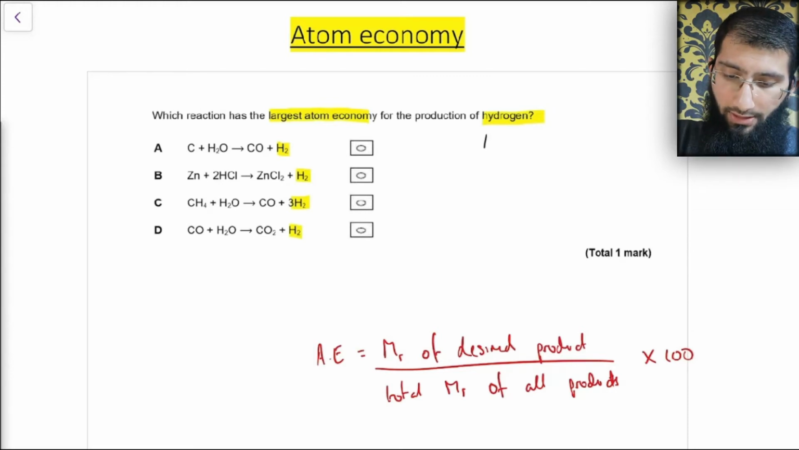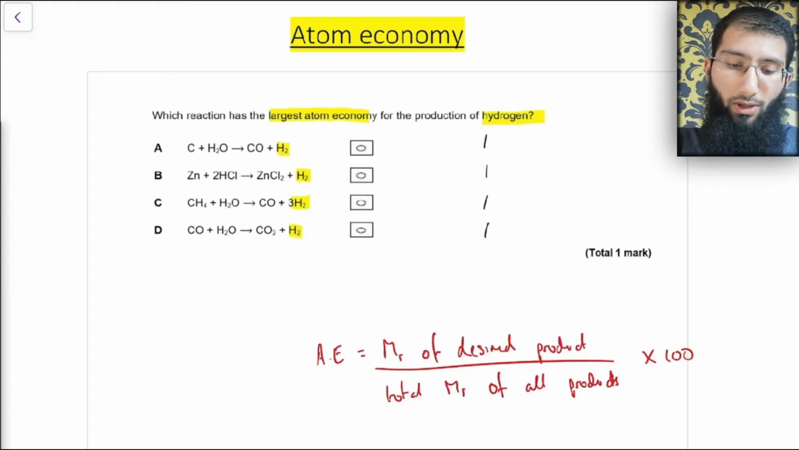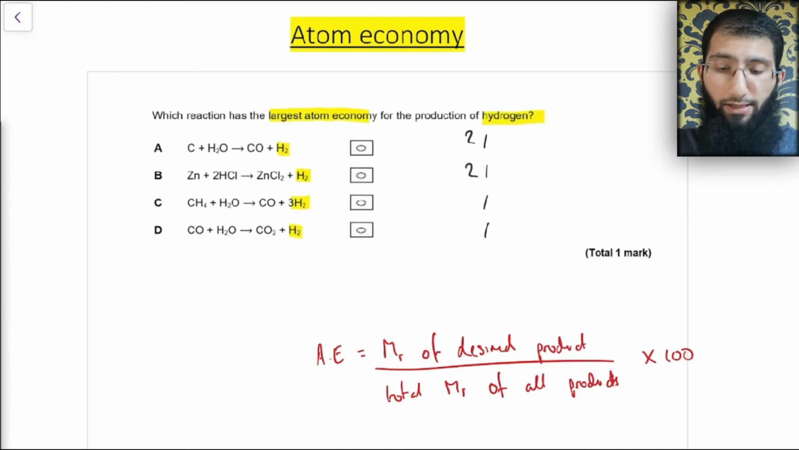I'm just going to set up fractions here next to options A to D, and let's begin to populate the numerator, because the numerator is simply the MR of the desired product. Well, in the first case, it's just H2, so 2. Secondly, for B, it's just 2. I'm going to skip C for now.